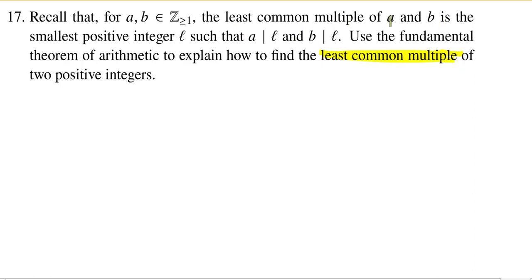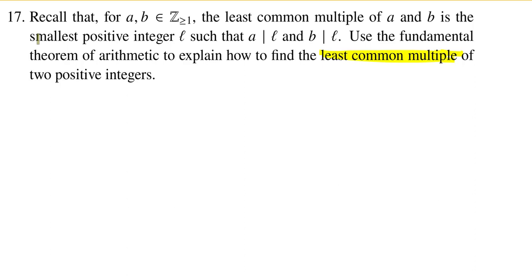So for two positive integers, a and b, it'll be the smallest positive integer that is a multiple of both a and b. That is, a and b should both divide that integer, and it should be the smallest such positive integer that a and b both divide. So if we want to use the fundamental theorem of arithmetic, we have to know what that says.